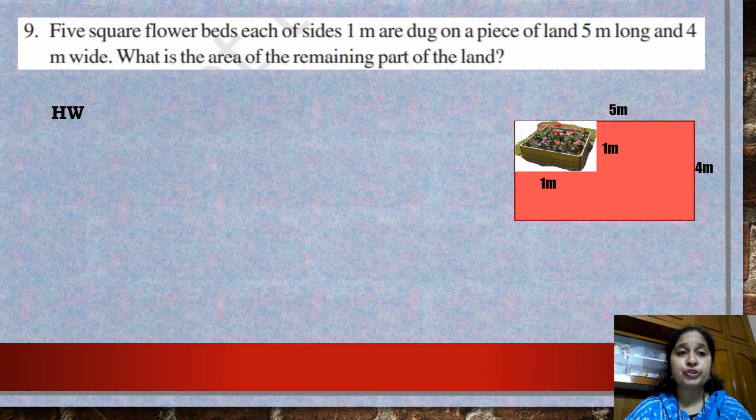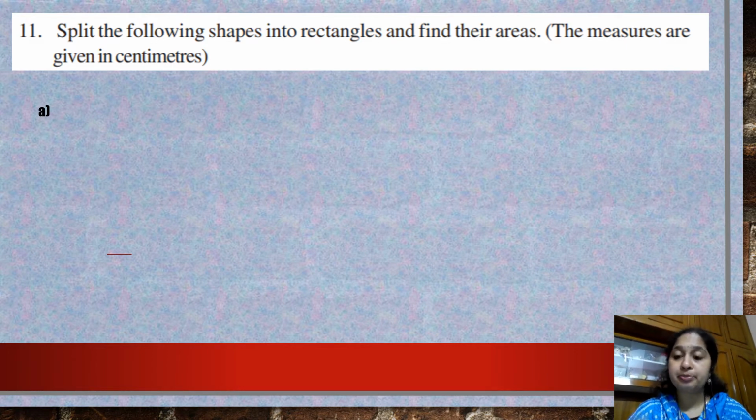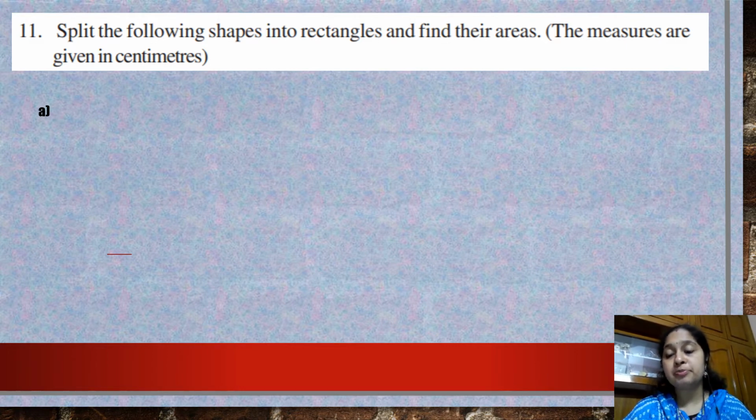Now let's move on to the next question. 10th question, children, we are omitting it. So just leave the 10th question. You can put a cross mark beside the question. Just leave it. Is it clear, children? Let's move on to the 11th question now.